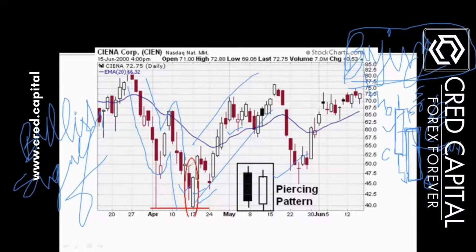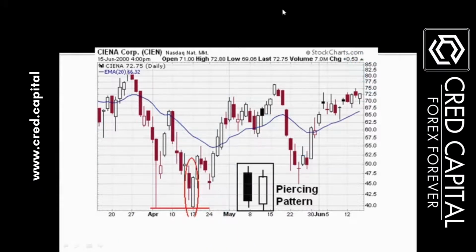This was the piercing pattern, and you can apply these patterns in any chart timeframe apart from 15 minutes. Just ignore 15 minutes, 5 minutes, and 1 minute charts. The rest you can apply in any timeframe in any market. Okay, till now everyone clear? Are you guys clear till the piercing pattern?